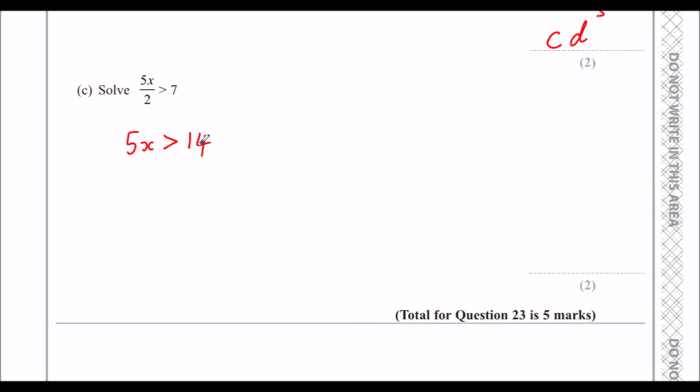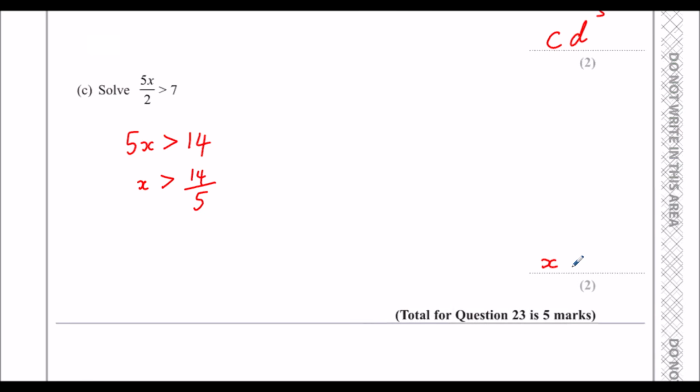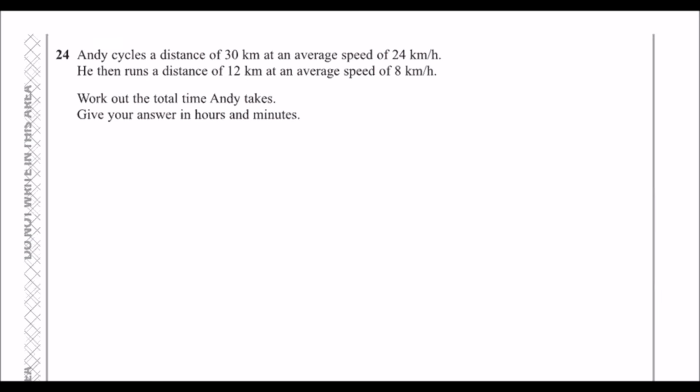Then to get x by itself, at the moment it's multiplied by 5. So we do the opposite of multiplying by 5. So divide both sides by 5. So 14 over 5, which is okay as an answer. If you want a decimal, you can type it into the calculator and you get 2.8. So x is bigger than 2.8, but if you put 14 over 5, that's a perfectly good answer.